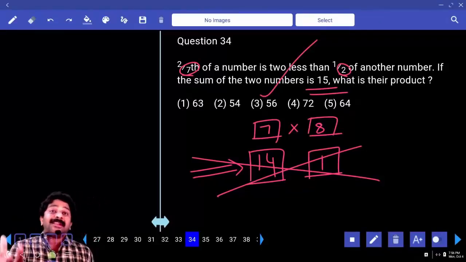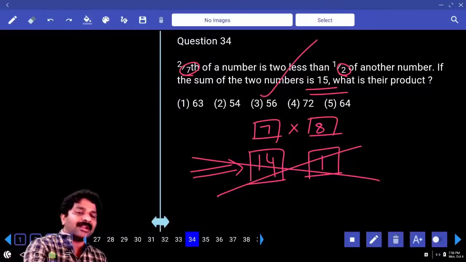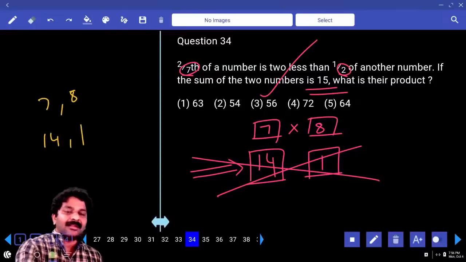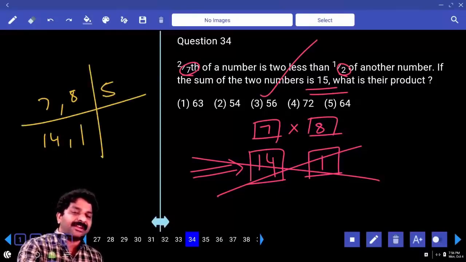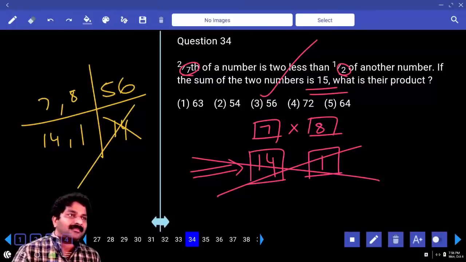Even if you cannot eliminate the second choice, that is 14, 1, one combination is 7, 8. The other combination is 14, 1. Product in the first case is 7 into 8, 56. Product in the second case is 14. 14 is not there in the options, so 56 is the final answer. Understood?